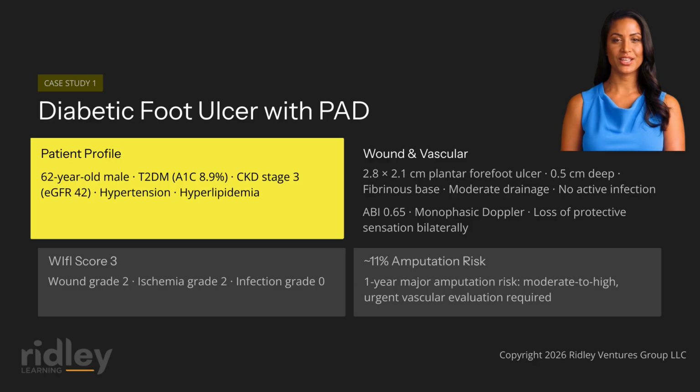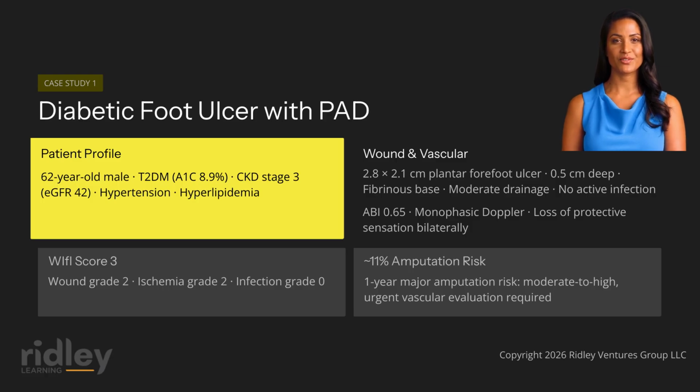The WIfI classification system stratifies this patient: wound grade 2 indicating a deep ulcer without bone or joint involvement, ischemia grade 2 with the ABI measured at 0.65, and monophasic Doppler signals in the dorsalis pedis and posterior tibial arteries, and foot infection grade 0 indicating no clinical signs of infection.